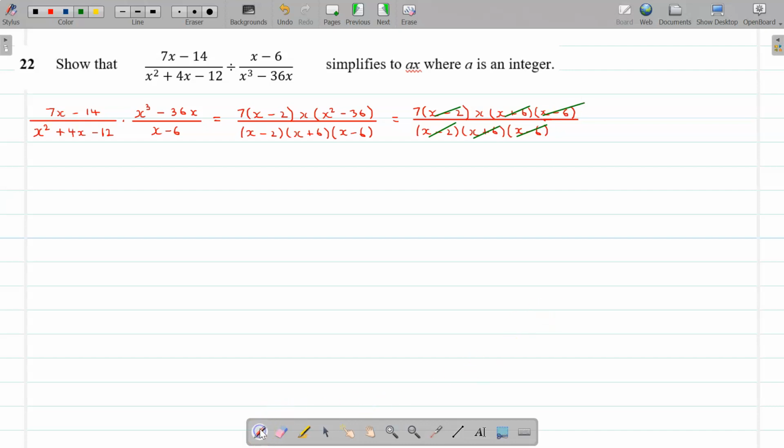So in fact, we are left simply with 7 times x. And that's it. And that answers the question, because it says it simplifies to ax, where a is an integer. Well, there it is. It's 7. Okay, so that sort of thing often leads to a huge amount of cancelling out, which is exactly what's just happened.